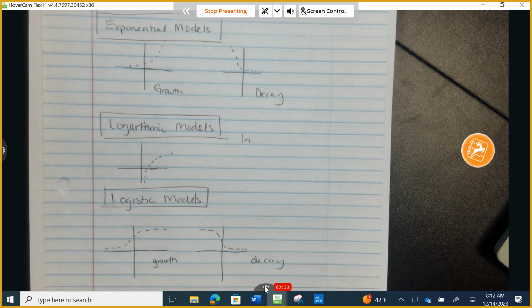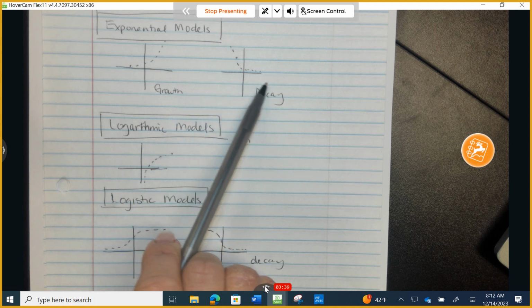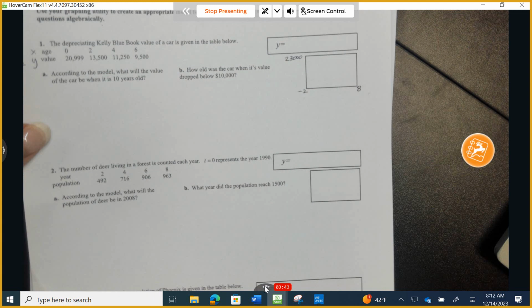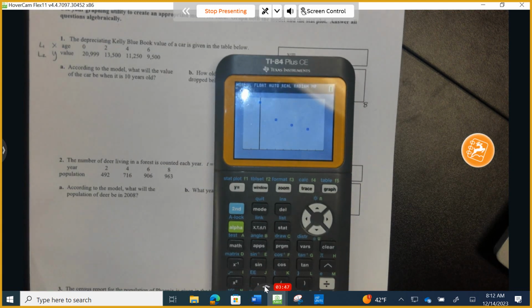So I want you to think, what do you think this represents? Exponential, logarithmic, or logistic? I think it's going to be exponential decay. I believe it's going to be exponential decay. Now, how can we actually determine that? Well, let's actually come up with the exact equation for this.